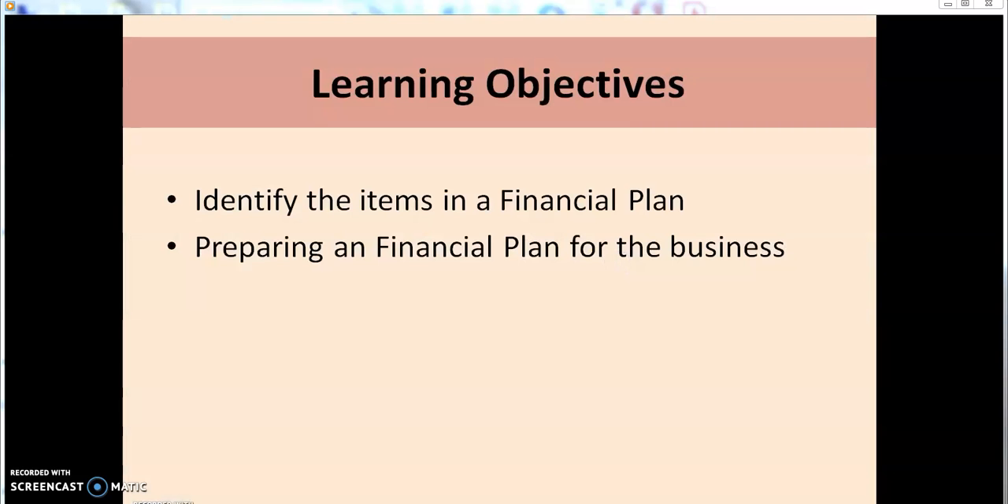And our learning objective for this time is to identify the items in a financial plan and some tips for you to prepare a simple financial plan for a burger kiosk at your campus. So let's get started.